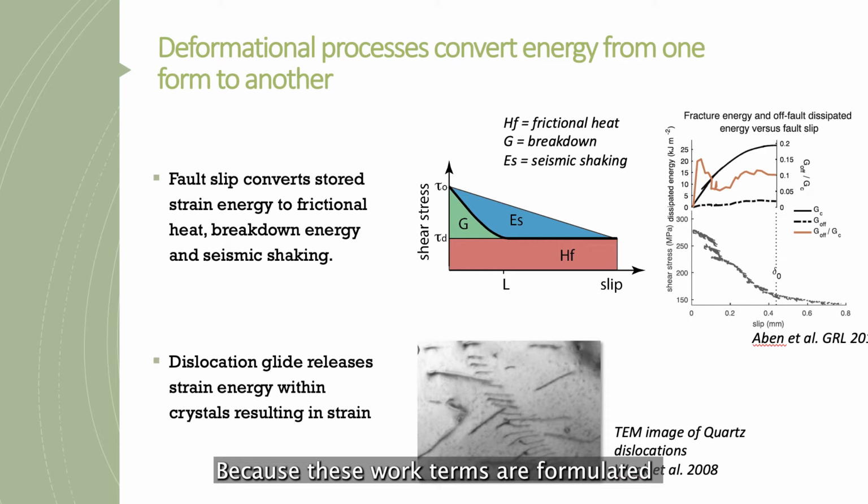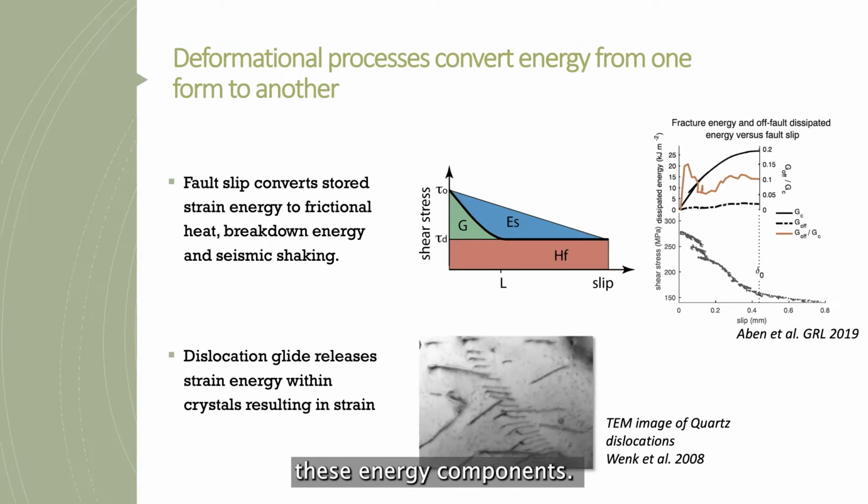Because these work terms are formulated as force times distance, the area under the stress versus slip distance curve captures these energy components. In this cartoon, I drew a hypothetical representation of how this stress might break down with increasing slip. On the right, Aubin's recent experiments have been able to carefully document this transition of shear stress with the growth of the fault. So we're seeing new data that constrain these energetic terms. The bottom example shows dislocations within a quartz crystal. The collapse of dislocations out of the crystal reduces strain energy and results in distortion of this crystal.